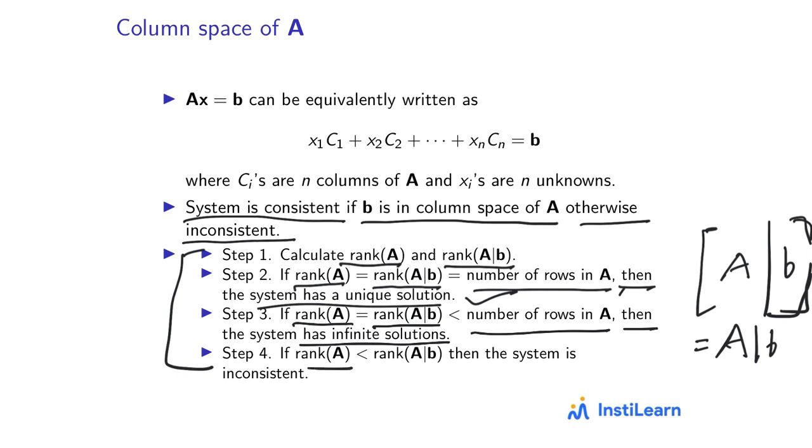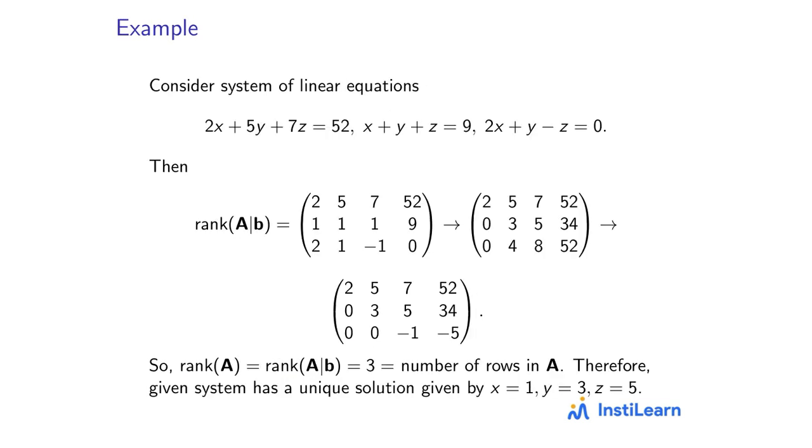But if rank of A is strictly less than rank of the augmented matrix AB, then the system will be inconsistent. So let's try to understand these steps using an example. So consider this system of linear equations.